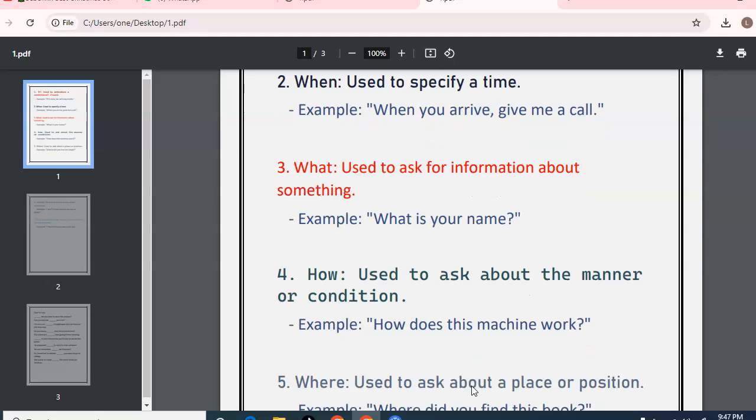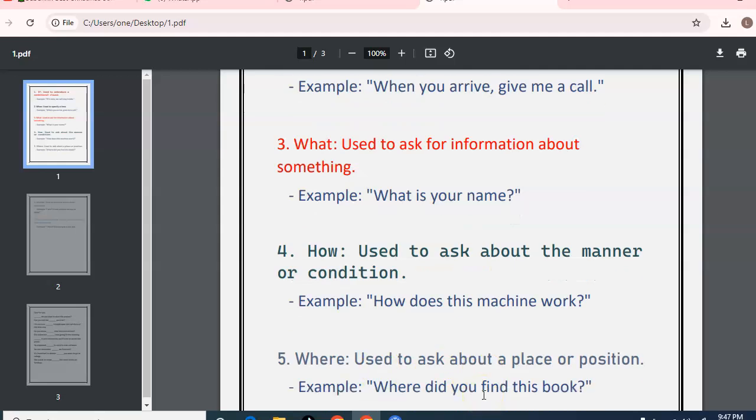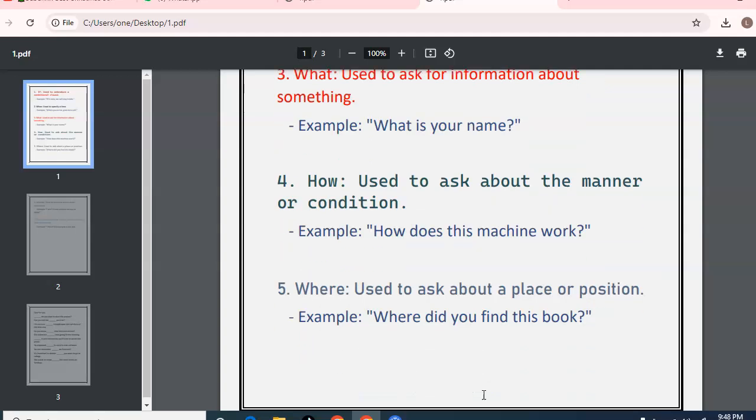Okay, so next one we have where. Now we use the word where for asking about a place or location. So for asking about a place or location or position we use where. Like where did you find the book? It means in which place you found the book. Or where did you put the keys? So for asking place or position we use where. This is the next thing.